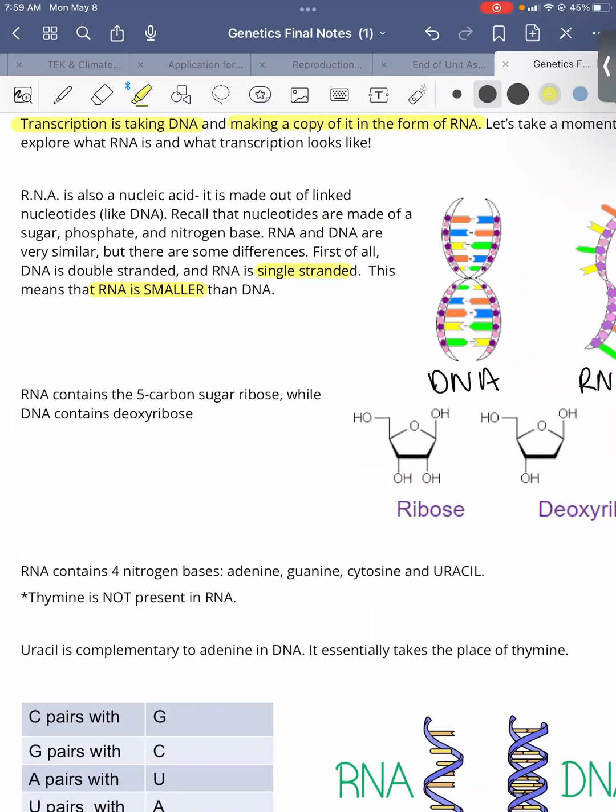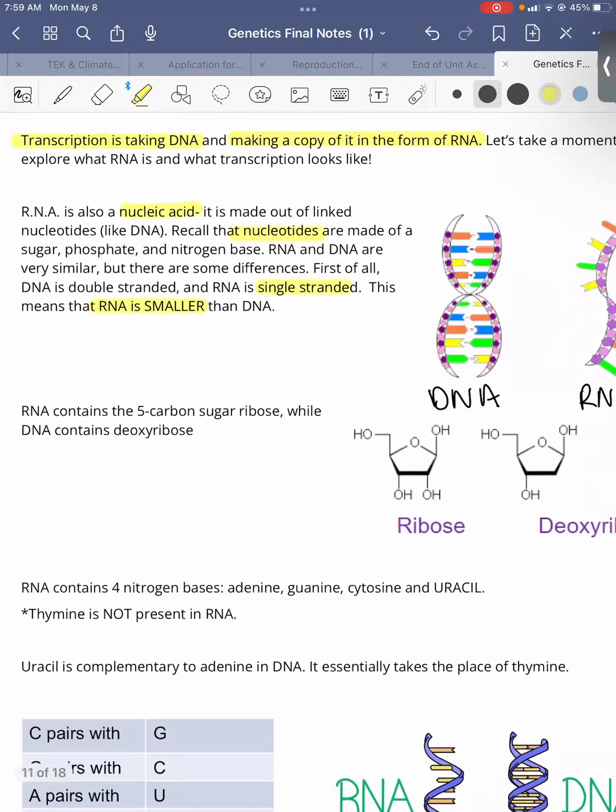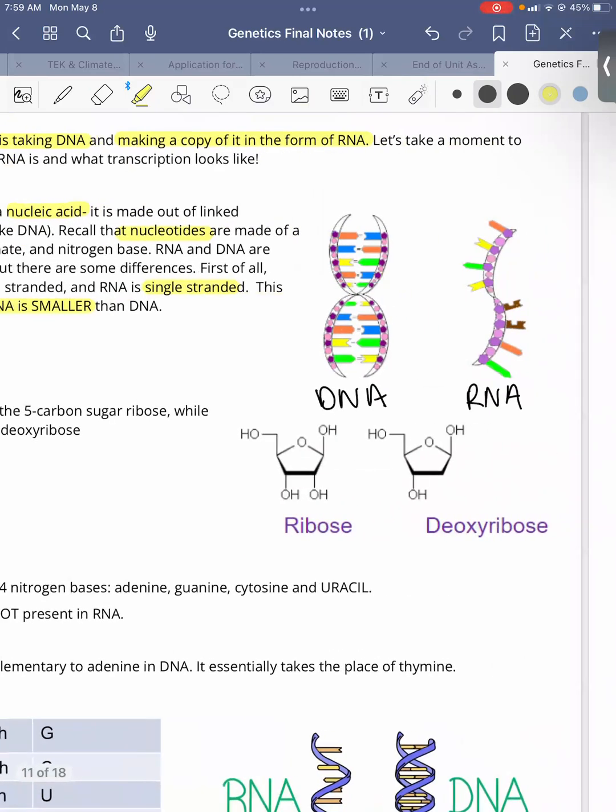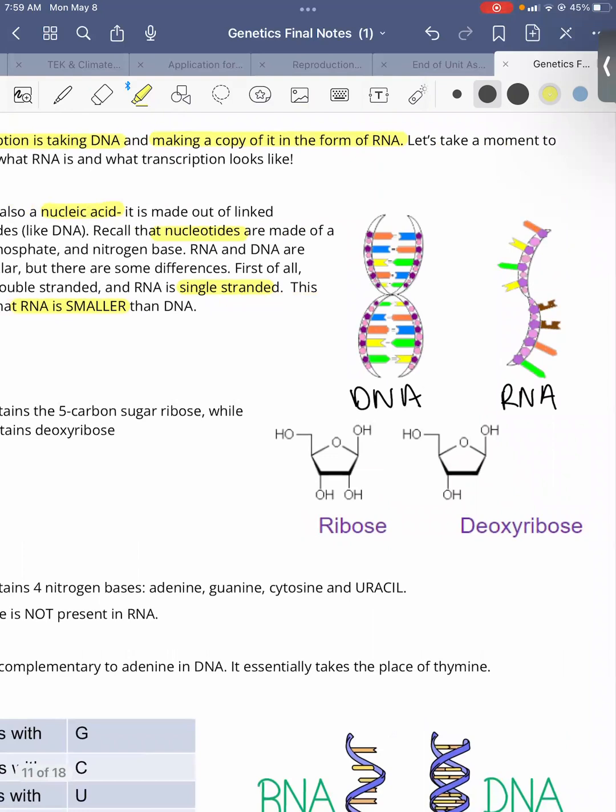Okay, so it's still made of nucleotides, and it's still a nucleic acid. So those are the similarities. There's really just two differences, honestly, or three kind of big differences. One is the sugar that RNA has. It's going to have ribose sugar, and DNA has deoxyribose. It's not that big of a deal, and you really won't be asked about that. But that's why it's called RNA instead of DNA. So it has a different sugar.